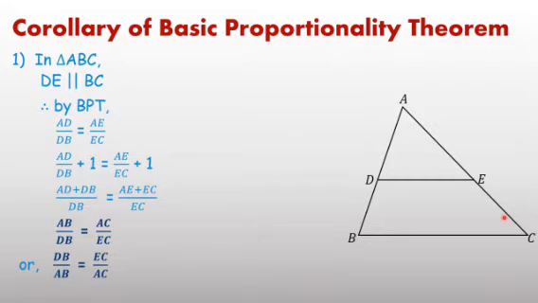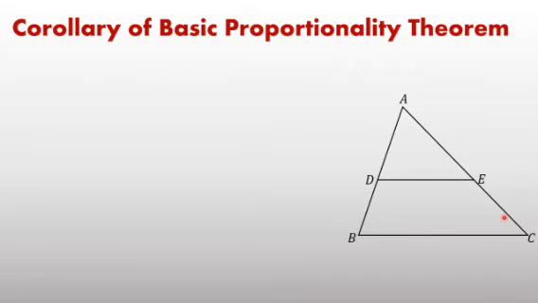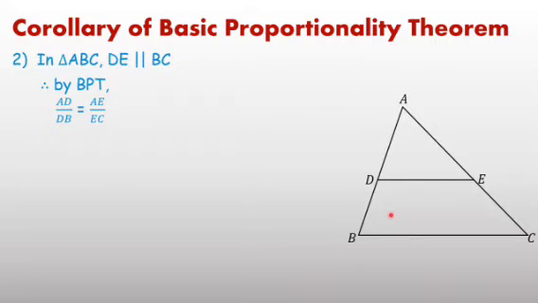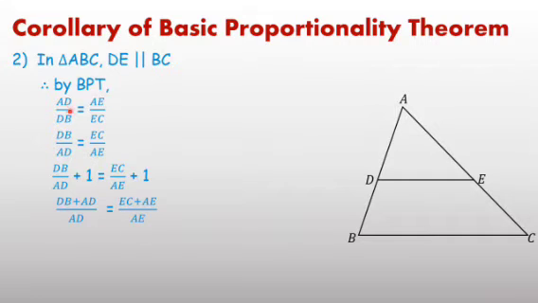One more result with the help of BPT. Since in triangle ABC, DE is parallel to BC, therefore apply BPT and you will get AD upon DB equals AE upon EC. Take reciprocal on both sides and then add 1. Then you will get a new result by taking LCM. First AD upon DB equals AE upon EC, reciprocal both sides. Add 1, taking LCM, you will get AB upon AD equals AC upon AE.